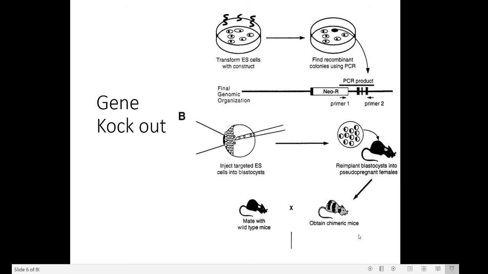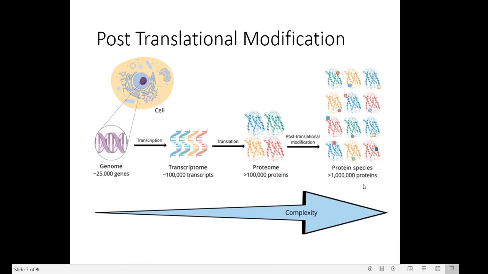A chimeric mouse has both the recombinant character and the native character. That is the gene knockout. Only one expression is completely stopped. So here some character is blocked, and only the colors alone are expressed.